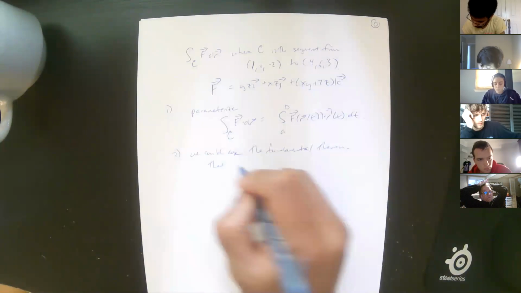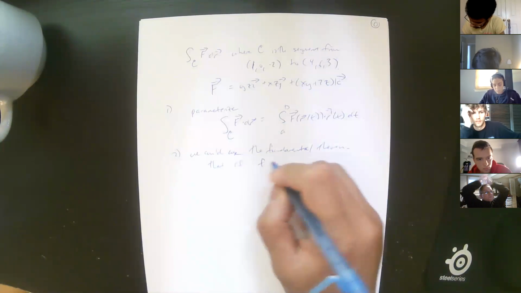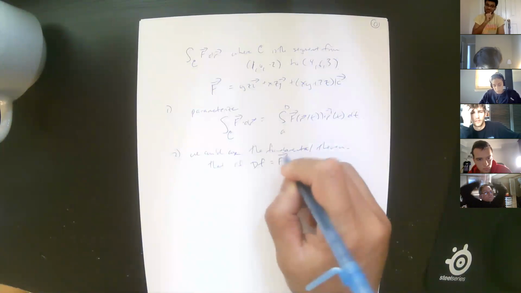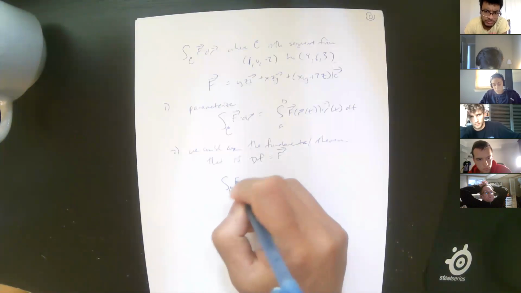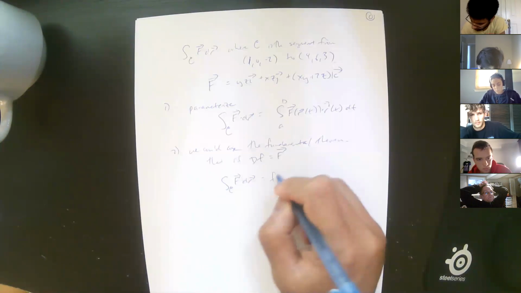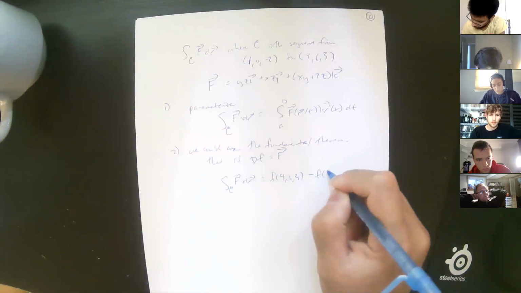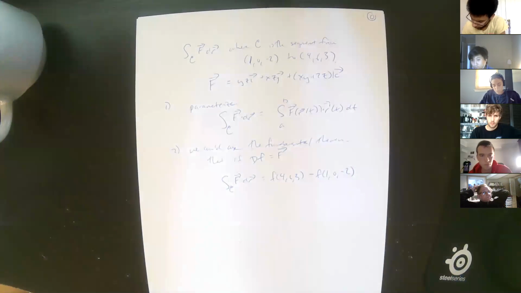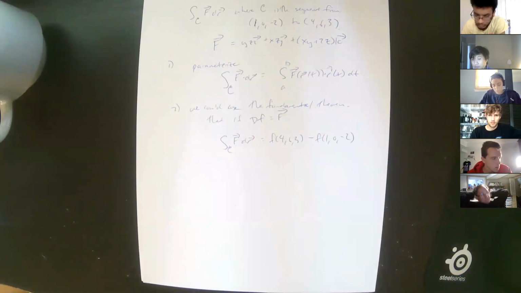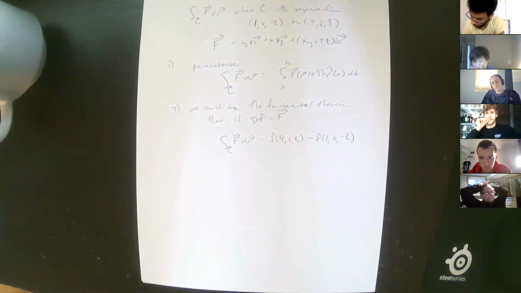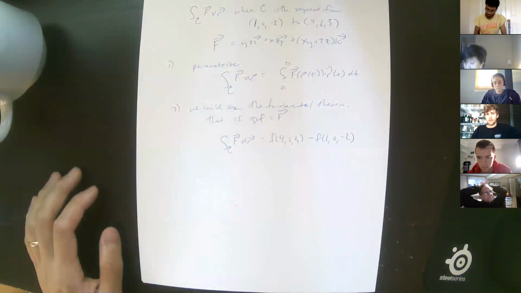That is, if the gradient of f equals F, then the integral of F dot dr is f of (4, 6, 3) minus f of (1, 0, 2). Yeah, I did that one. If we have the fundamental theorem, or if we find such an f, we can do that. So either way is possible. I would probably go with this one, assuming I can find this function f.